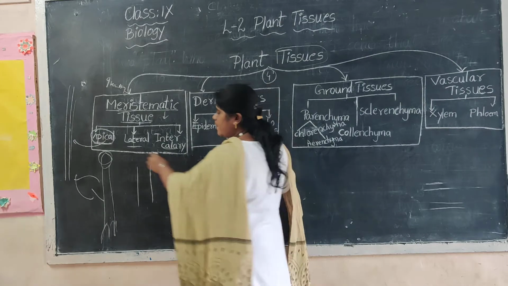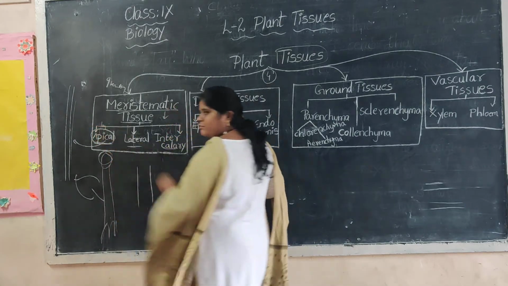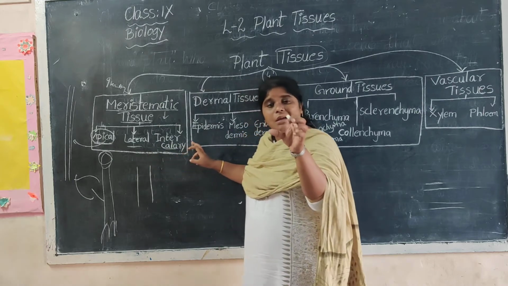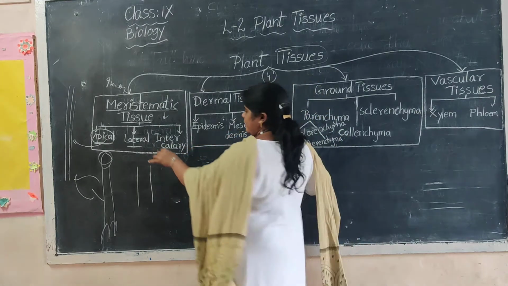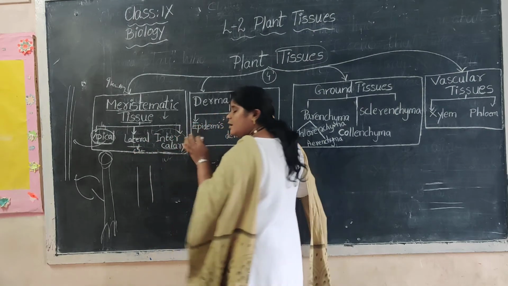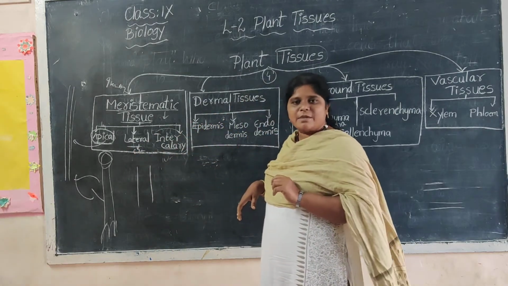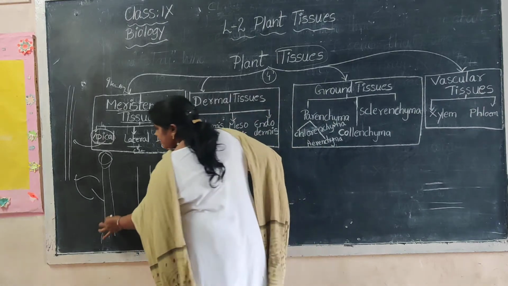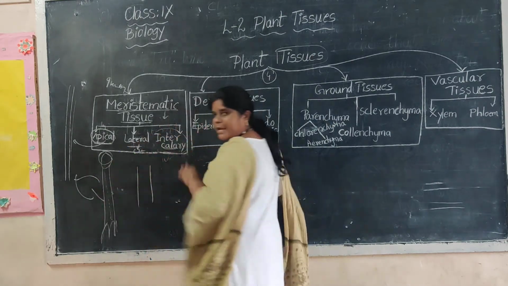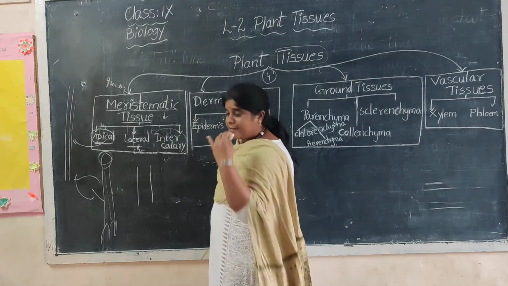So, apical, what will it do? It will increase the length of the plant, whereas the lateral meristematic tissue will increase the girth of the plant. Now, when you come to the third one, called intercalary meristematic tissue. You understood? So, the length will be increased by what? Apical. The girth of the stem will be increased by lateral.